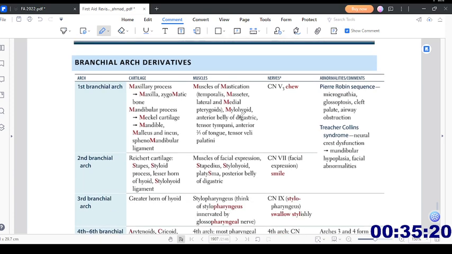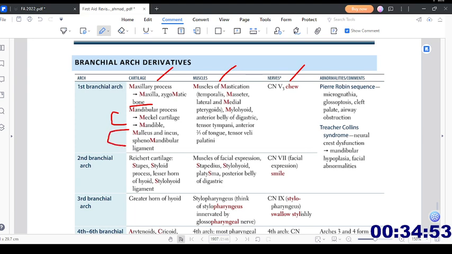The first branchial arch will give rise to the maxillary process. So we know that the branchial arch will form cartilage, muscles and nerves, and the arteries are coming from the aortic arches. So the first branchial arch will give rise to the maxillary process, maxilla and zygomatic bone, the mandibular process which will make the Meckel's cartilage and mandible, and malleus, incus and sphenomandibular ligament.